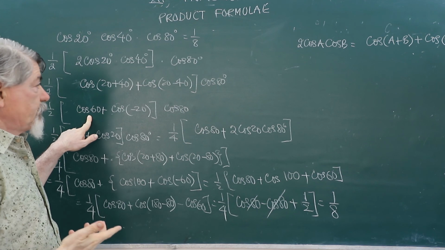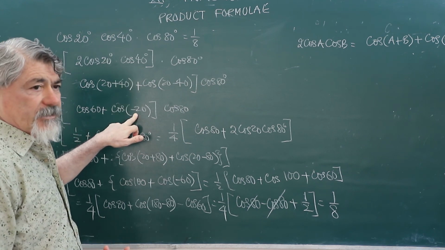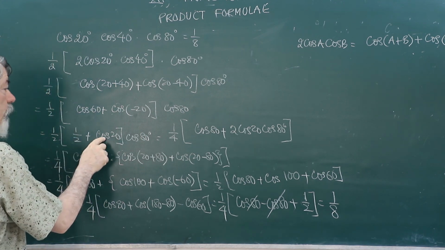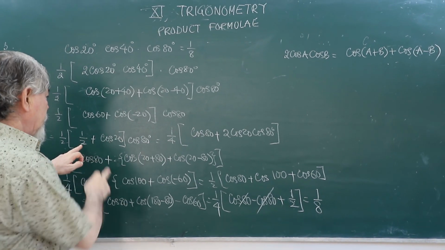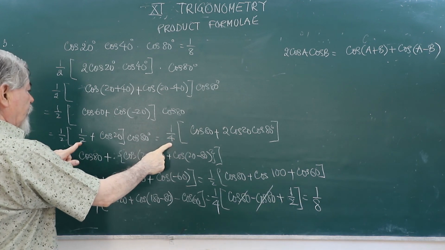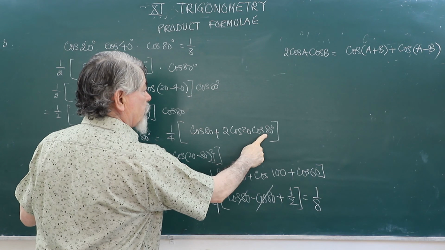1 upon 2, 20 plus 40 is cos 60. We know the value of cos 60. Plus cos minus 20. Cos minus theta is cos theta only, so it will remain cos 20. 1 upon 2 cos 20 multiplied by cos 80. I took out the LCM 2 here and brought the 2 outside. It became 1 upon 4 times cos 80 plus 2 cos 20 cos 80.